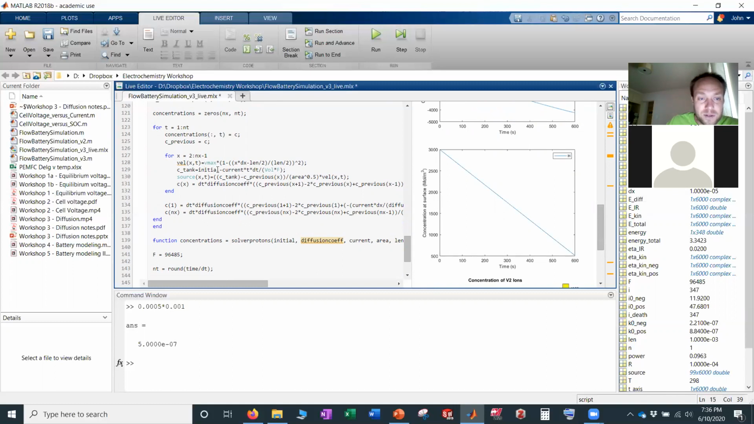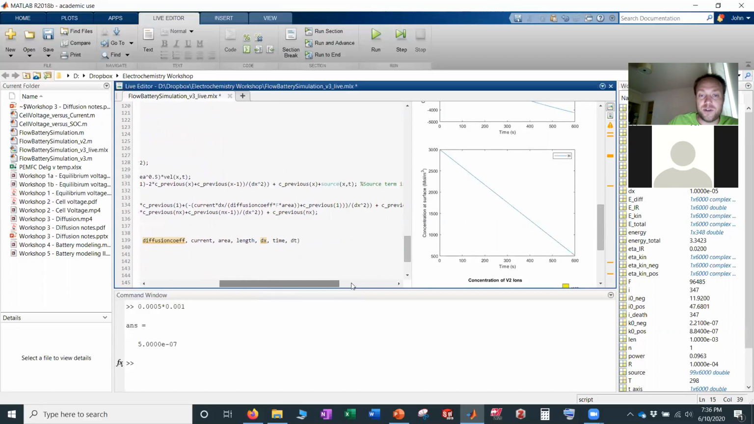So we have the concentration of the tank minus the previous, right? So that's the concentration in, minus what's in there, so that'll be going out. And I just divided by the area. So that's kind of the height of our channel, or the width of our channel, I guess is what I said, times the velocity. And then all I did was I added that as a source term.